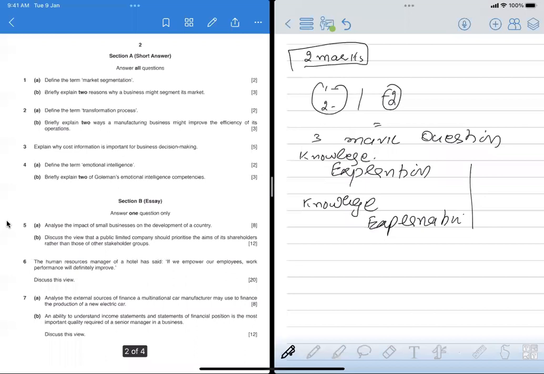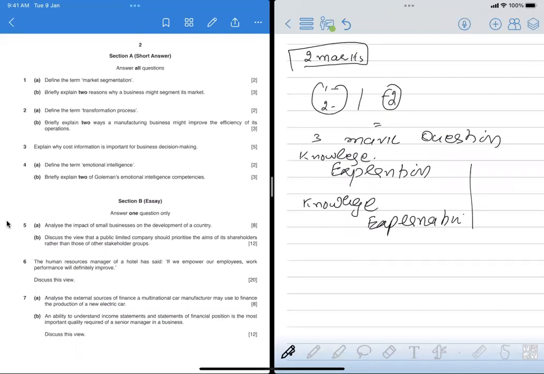Now, question number 2 is the same. If you look at that, define the term transformation process. We again put 2 things in that. Briefly explain 2 ways the manufacturing business might improve the efficiency of business. We write 2 ways, give a 1-line explanation for that, and we score 3 marks.